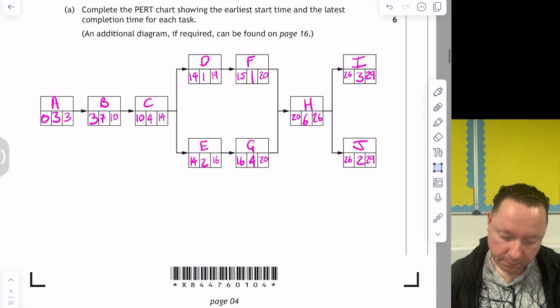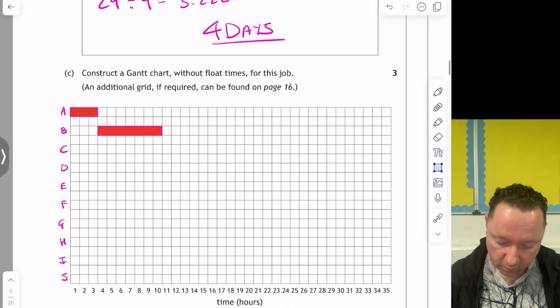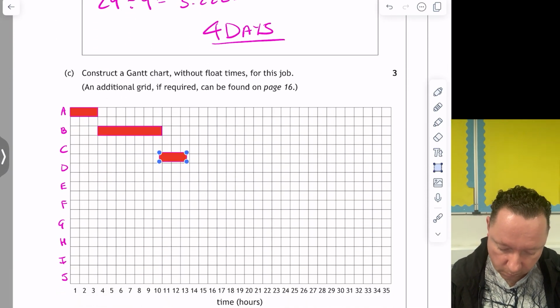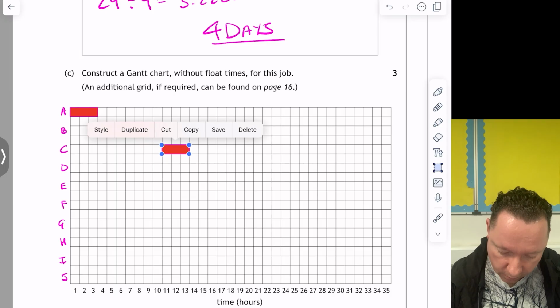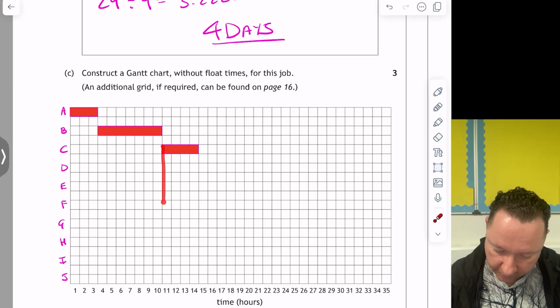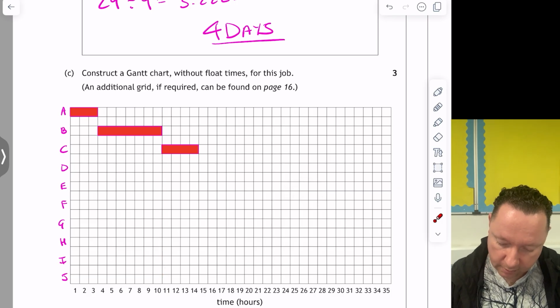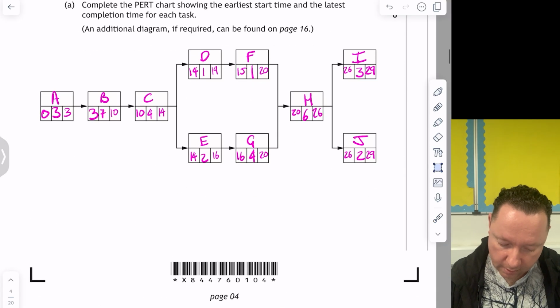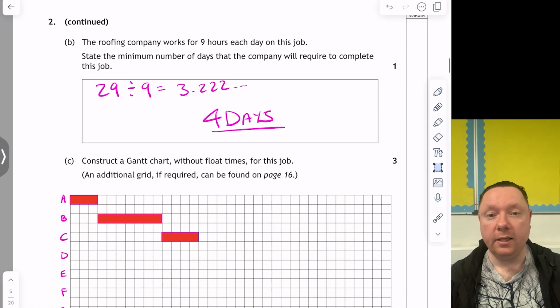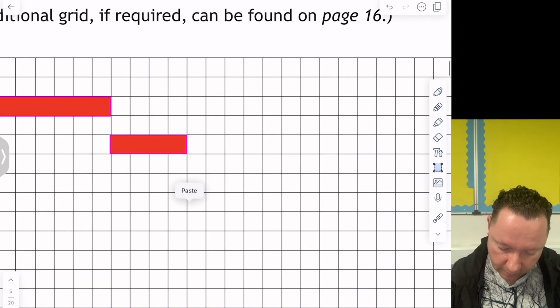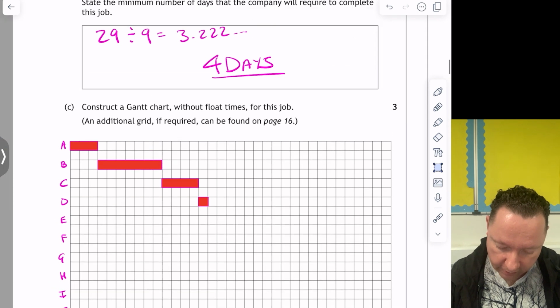Okay, C starts at 10 and takes 4 hours. So after 10, 1, 2, 3, 4. Double check anytime I want. There we go. Yep, 10 and 4. Okay, D starts at 14 and takes 1. So I know that this is 14. I have to take 1. So there we go there.